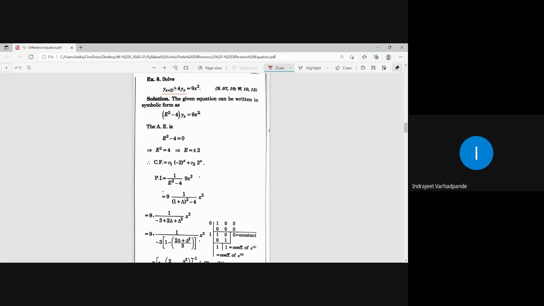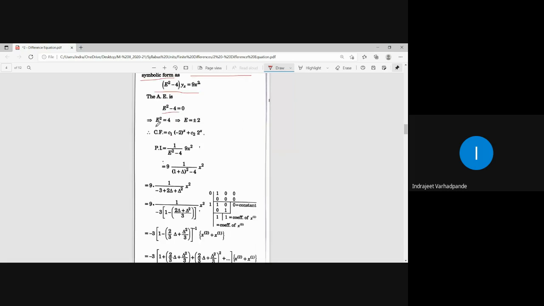So y(x+2) minus 4y(x) is equal to 9x square. The given equation can be written in symbolic form as (E square minus 4) y(x) is equal to 9x square. The LHS is polynomial E square minus 4 equal to 0. E square is equal to 4. E is equal to plus minus 2. So complementary function is C1 into (minus 2) to the power x plus C2 into 2 to the power x. PI will be 1 upon E square minus 4 operated on 9x square.